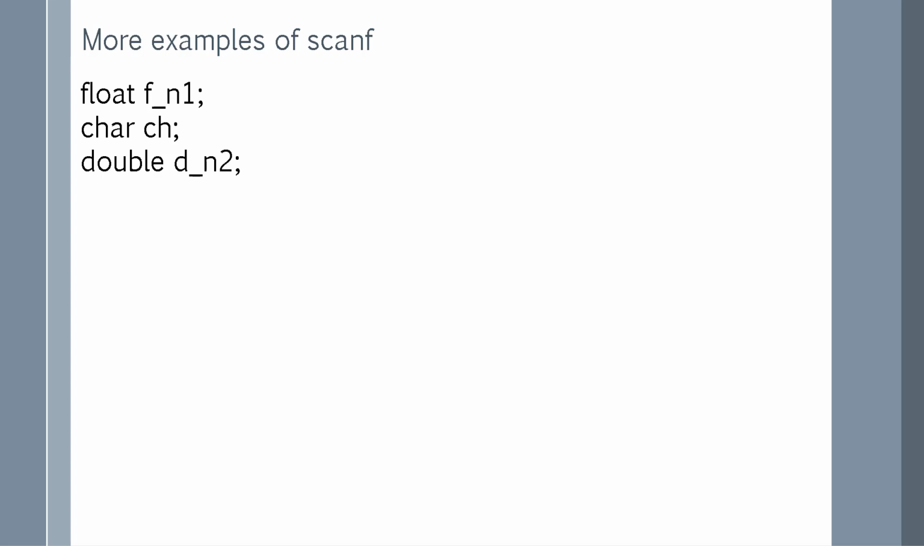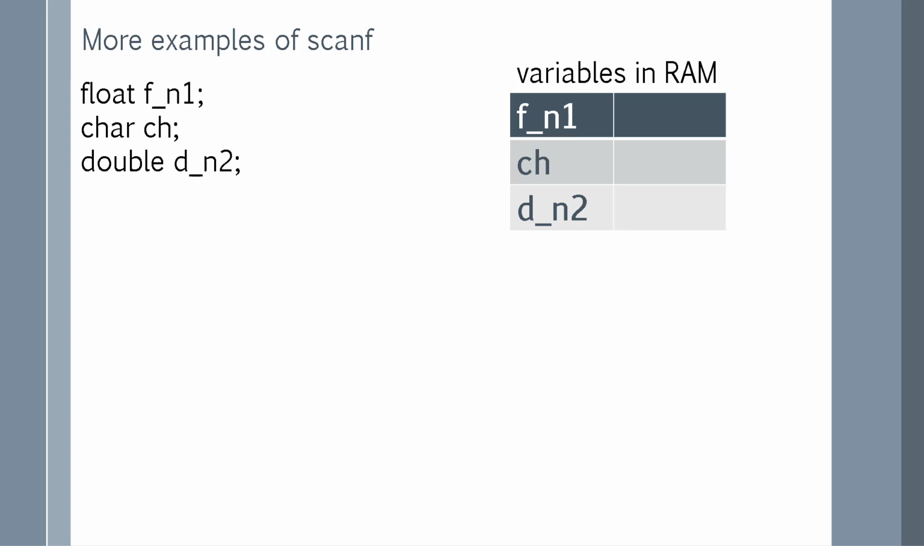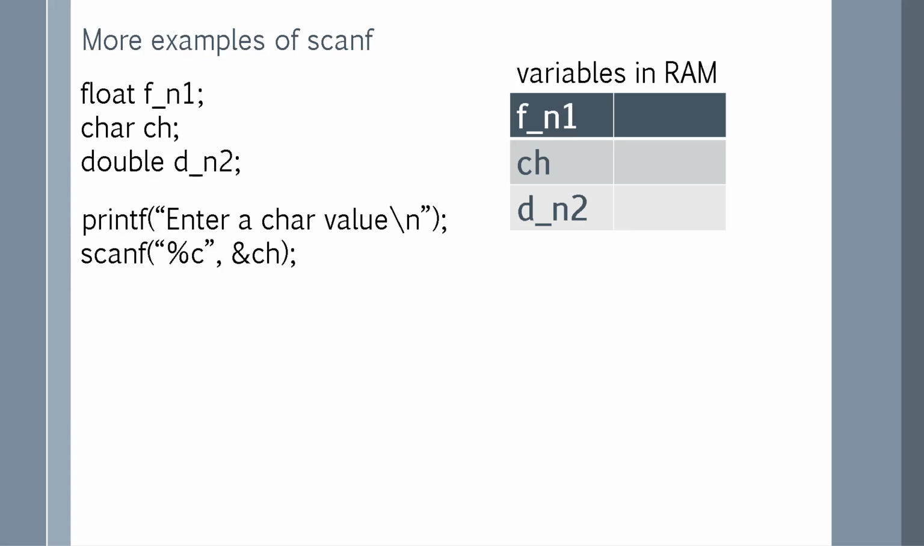Let's define some variables: a float, a character, and a double. Here's a picture of what they would look like in memory. Then we'll ask the user for a character value and let them type in a value using scanf. This scanf function says we're getting character input from the keyboard and storing it at the address of the ch variable. So when the user types the value and presses enter, the computer goes to the address of ch and stores the input. For example, if the user entered an uppercase B, it would get stored into the variable's memory space, just like this.